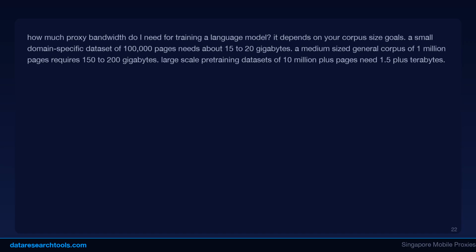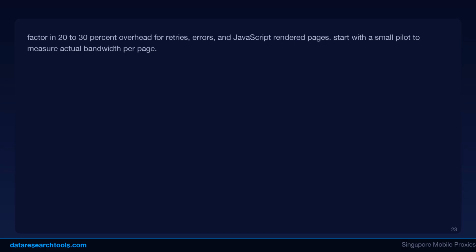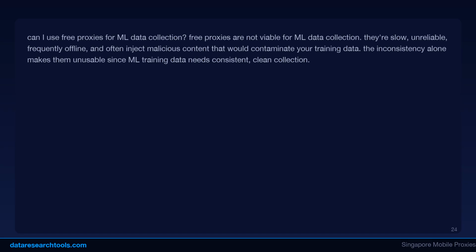For cost optimization at ML scale, proxy costs can become significant at ML data collection volumes. To optimize, use the cheapest proxy type that works for each target, cache aggressively to avoid refetching the same content, deduplicate URLs before fetching to eliminate waste, use incremental collection to only fetch new content, and negotiate volume discounts with proxy providers for sustained large-scale usage.